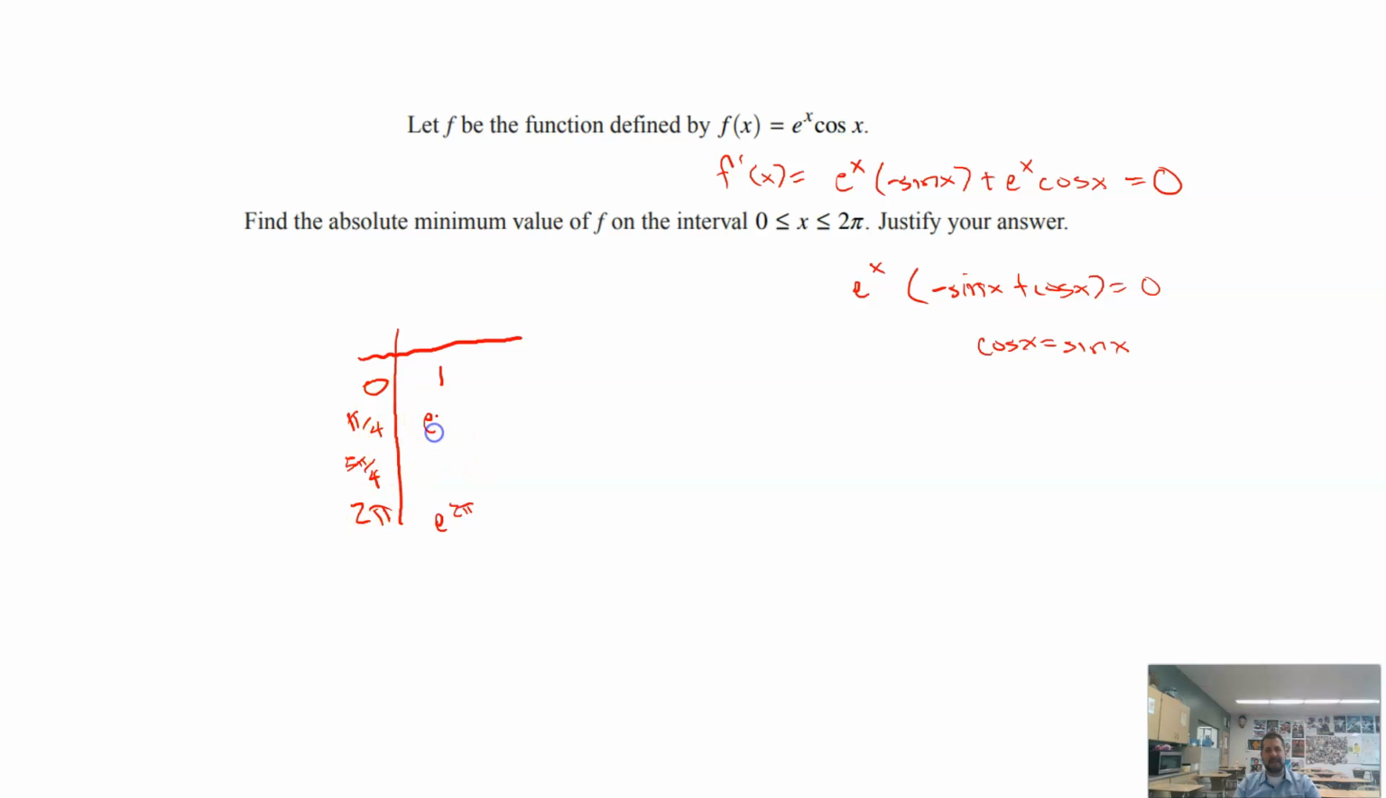I'm going to get e to the pi fourths multiplied by the cosine of pi fourths, and e to the 5 pi fourths multiplied by the cosine of 5 pi fourths. Now with the calculator, this is not that big of a deal because you'd figure out that only one of these is actually negative. This is the only number that comes out to be negative, so that is my absolute minimum value. The problem is most people wouldn't get that right away because that is a really difficult question.